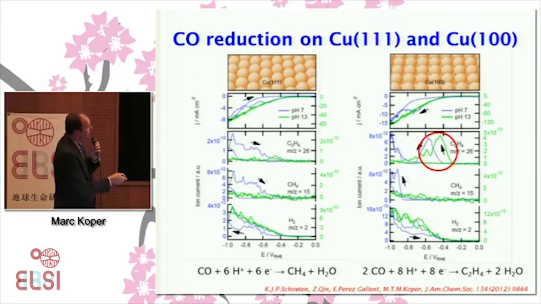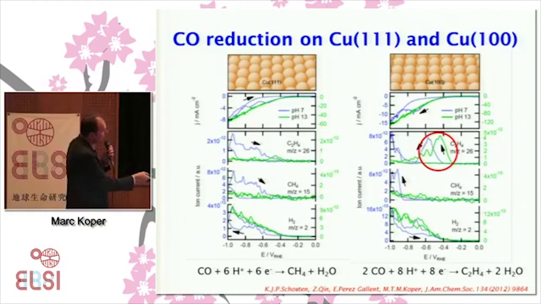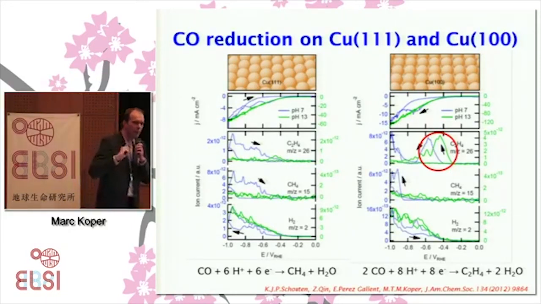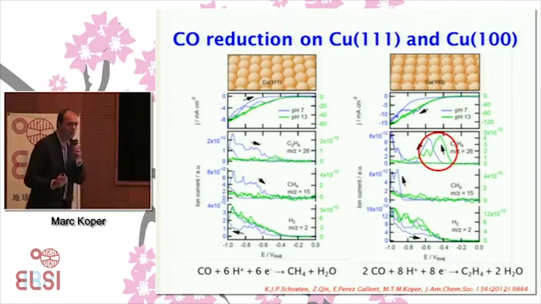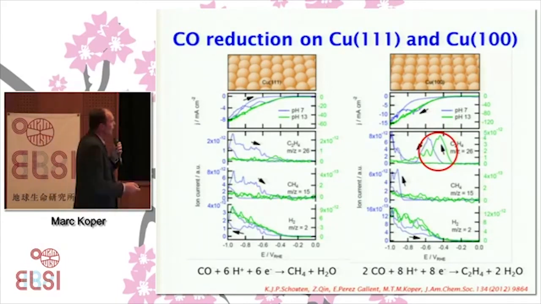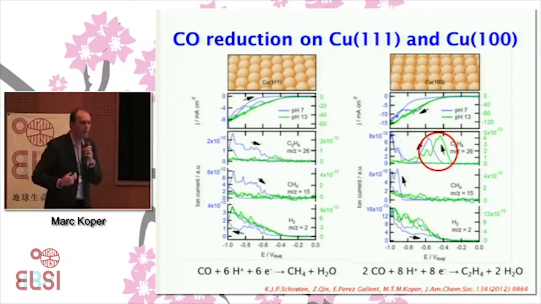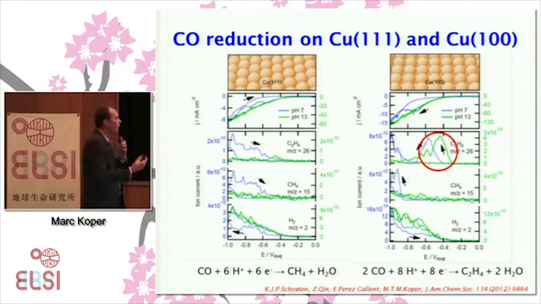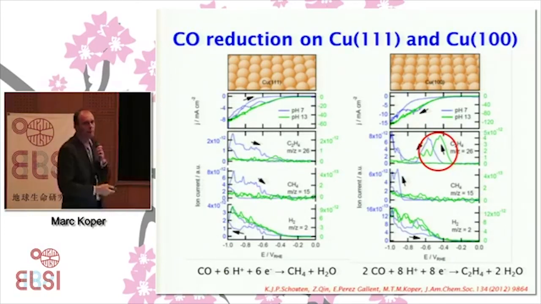If I go from pH 7 to 13, note that the formation of ethylene shifts to less negative potential, so it happens earlier, whereas the formation of hydrogen still happens at the same potential. So apparently by playing with pH, again, I can play with the selectivity of the reaction. And again, I think this is because the formation of ethylene happens through a decoupled proton-electron transfer that favors this reaction in very alkaline media. The more alkaline, the better, and the higher the selectivity towards ethylene.